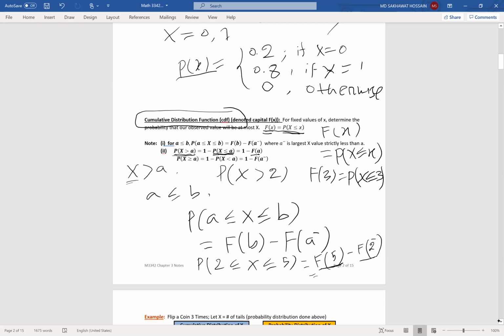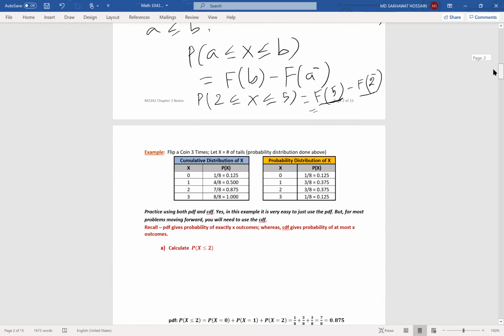Okay, so probability of X greater than 2. X actually has two types of values: whether X will be greater than 2, and if you take the complement of this, it will be the values which are less than or equal to 2. So that's why here we wrote 1 minus probability of X less than or equal to a. This is actually the complement of this notation. We'll go over some examples and then it will be more clear to you.